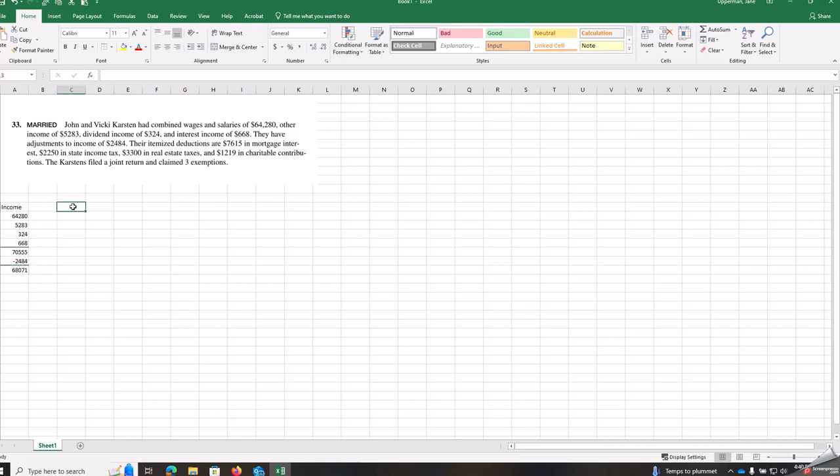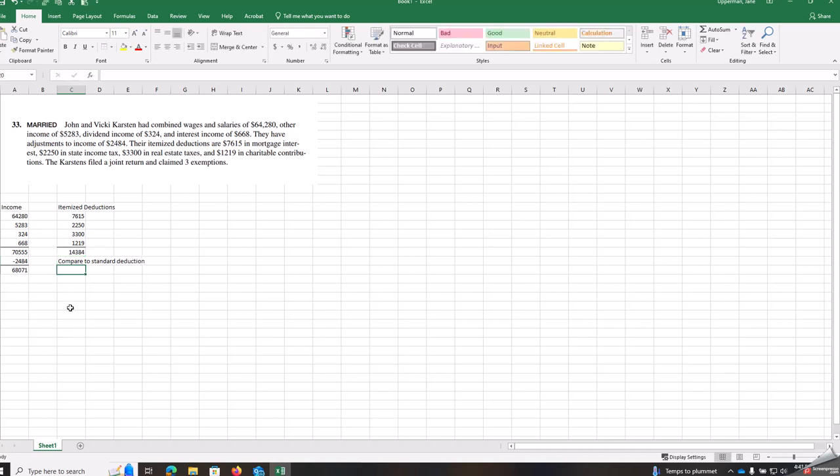Then we're going to look at their itemized deductions, and then we'll add those up. So we've got $7,615 in mortgage interest, $2,250 in state income tax, $3,300 in real estate taxes, and then $1,219 in charitable contributions. Again, I'll put a little line so we know. So they have $14,384. Now then you always want to compare to the standard deduction.